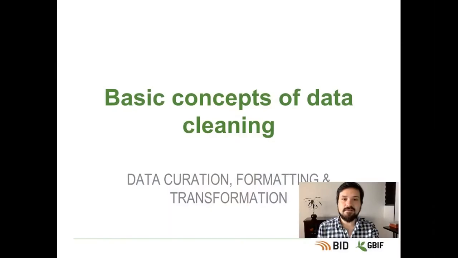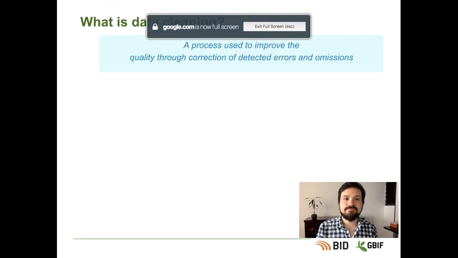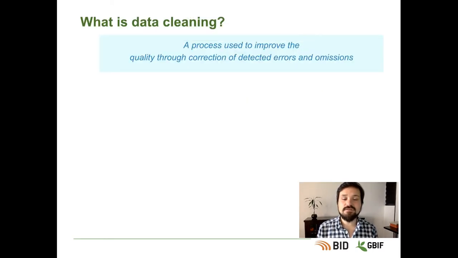In this short video, I will show you the basic concepts of data cleaning based on the principles and methods published by Arthur Chapman. Let's start with the definition. What is data cleaning? We can define it as a process used to improve the quality through correction of detected errors and omissions. This process may include format checks, completeness checks, limit checks, identification of outliers, among others.